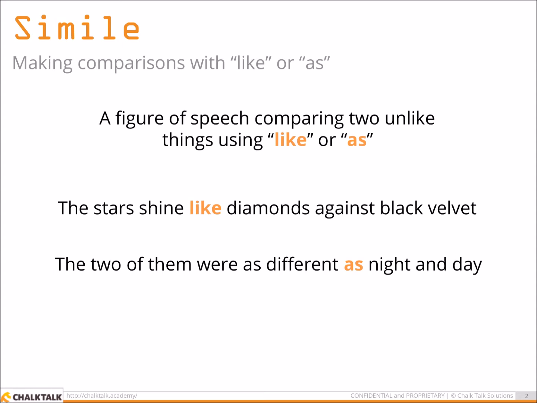How about this example? The two of them were as different as night and day. In this sentence, we're comparing people to night and day, not the actual night and day. The purpose of the simile is to illustrate something in a visual way.